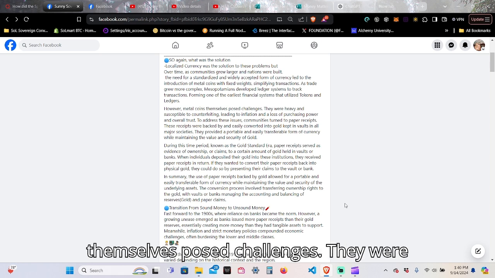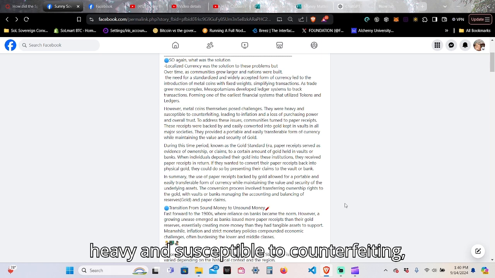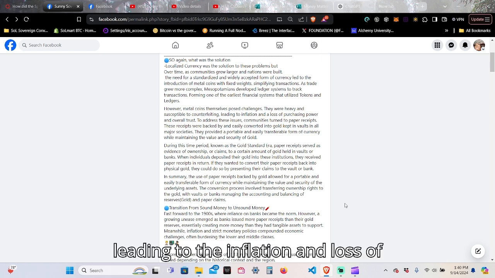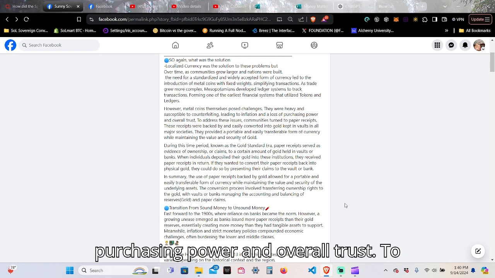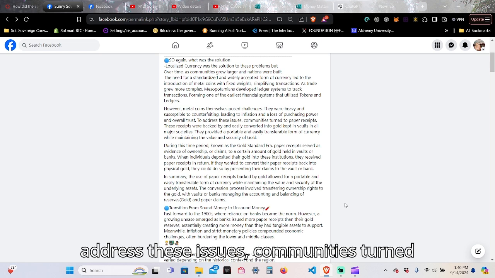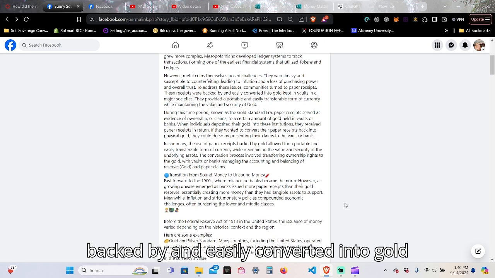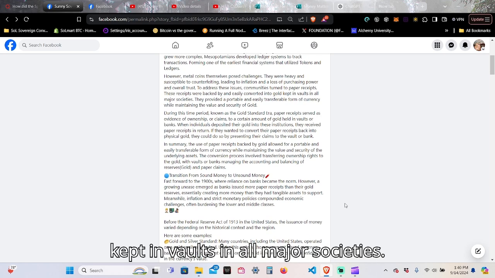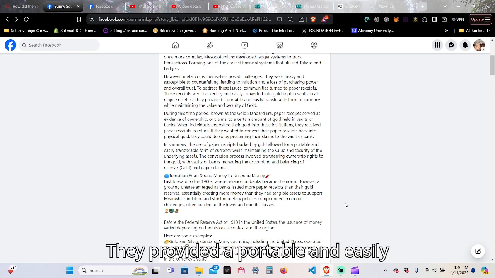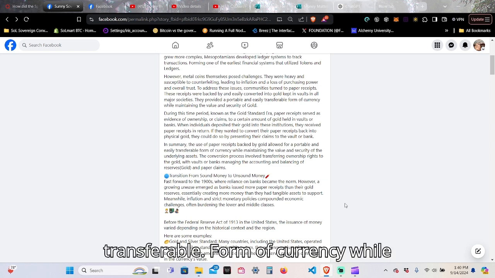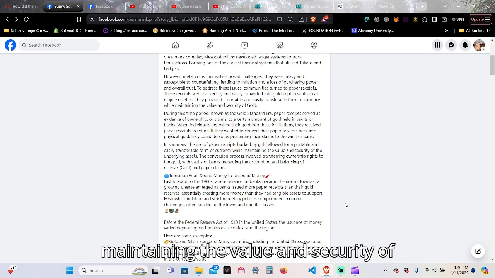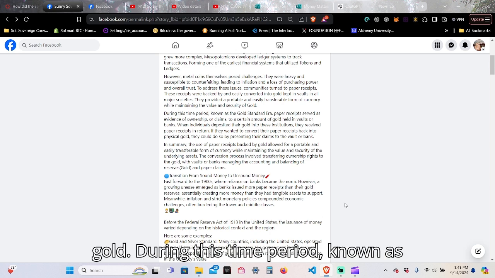However, metal coins themselves posed challenges. They were heavy and susceptible to counterfeiting, leading to inflation and loss of purchasing power and overall trust. To address these issues, communities turned to paper receipts. These receipts were backed by and easily converted into gold kept in vaults in all major societies. They provided a portable and easily transferable form of currency while maintaining the value and security of gold.